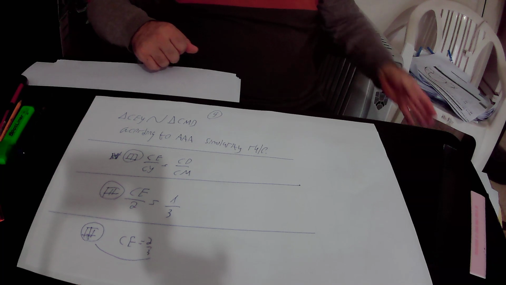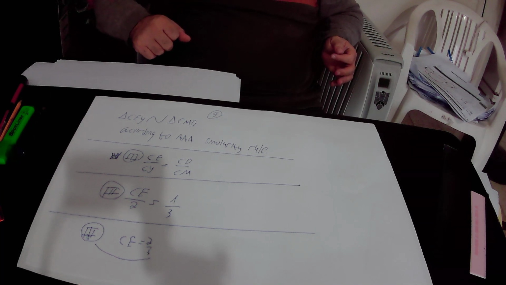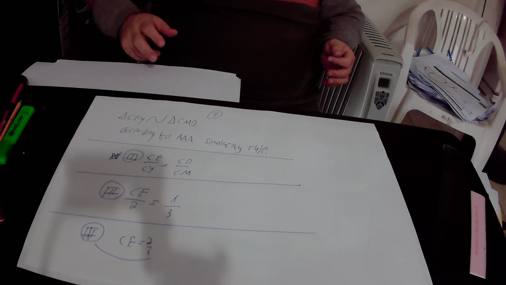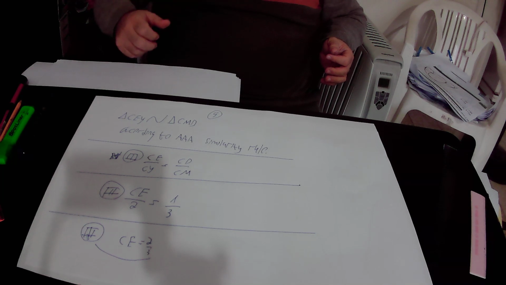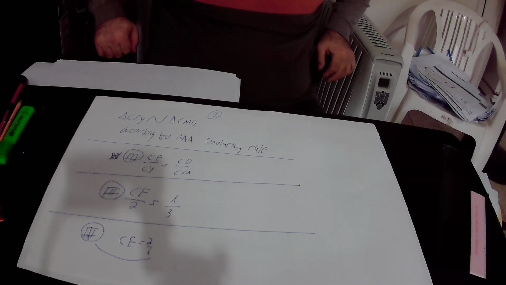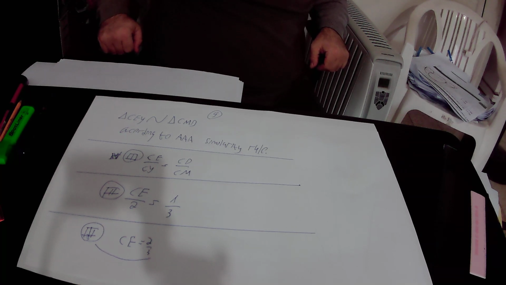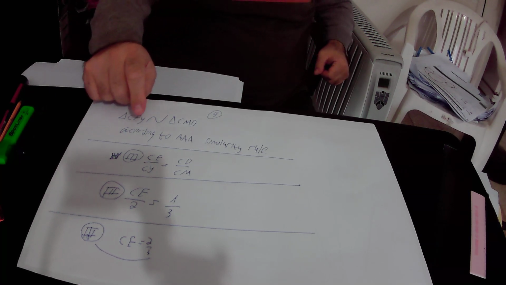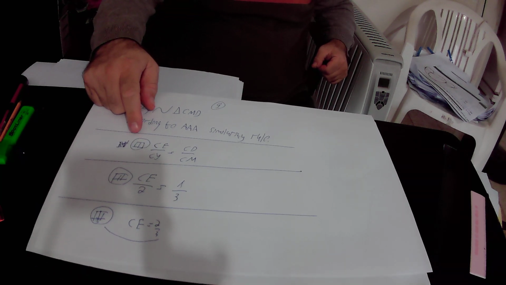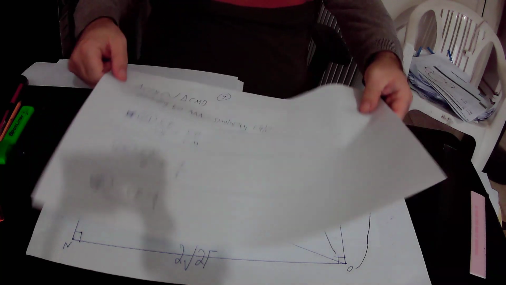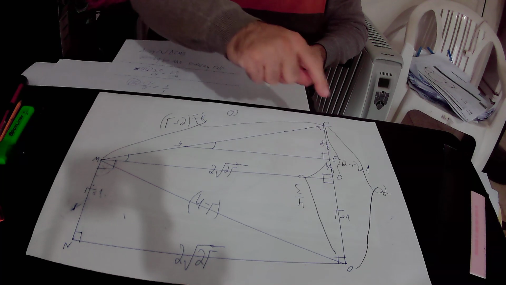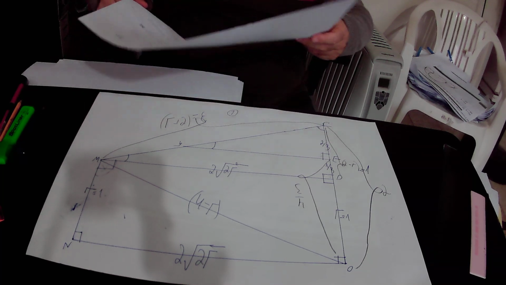So what is the angle similarity rule? The angle similarity rule is that if you prove that all three angles in one triangle are equal to all three angles in another triangle, then those two triangles are similar to each other. And from the fact that triangle CEY is similar to triangle CMD, we will conclude that the following equality is true: CE over CY is equal to CD over CM.